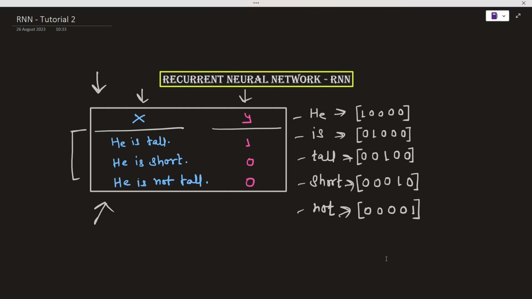And I have used a very basic vectorization method in order to convert these words into numbers. So for the first word, the first integer is 1, the rest are 0. For the second word, the second integer of the vector is 1, the rest are 0, and so on.